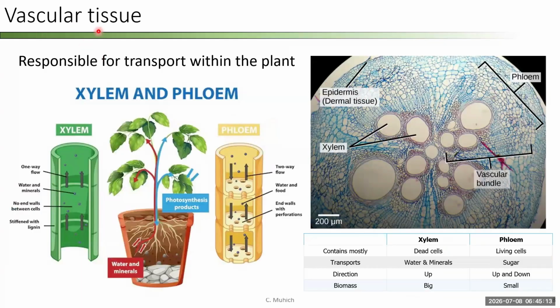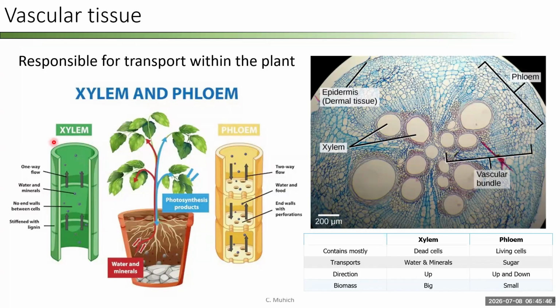Similarly, the next type of tissue that I want to talk about is vascular tissue. And so just like the human vascular system, the vascular tissues in a plant are responsible for transporting the different nutrients through the plant. There are two major types within this tissue, xylem and phloem tissues.